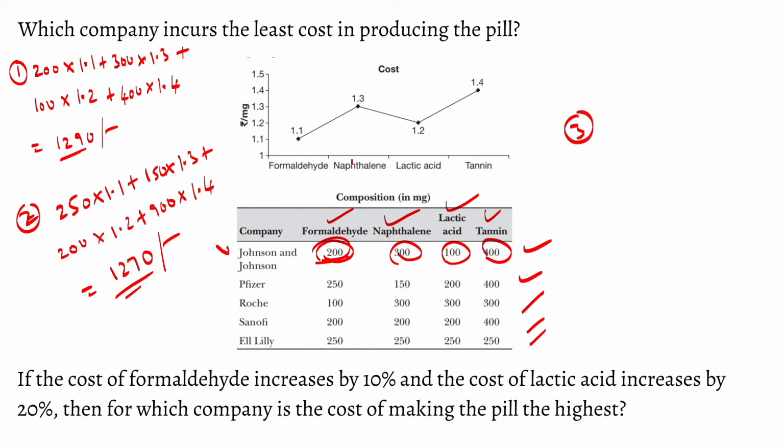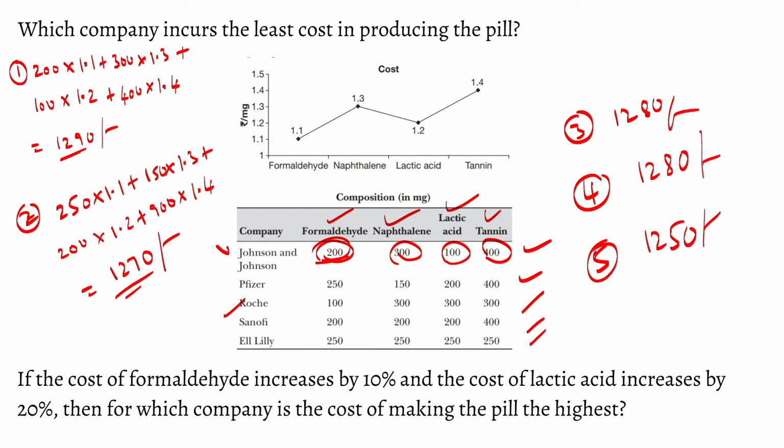If you try to calculate for each and every company, then for the third company, Roche, the cost it incurs is 1280 rupees, Sanofi will incur a cost of 1280 rupees, and Lilly incurs a cost of 1250 rupees. Now our question is, which company incurs the least cost in producing the pill? What is the least cost here? 1250, right? So Lilly is the company which incurs the least cost in producing the pill. Let's move on to the second question now.